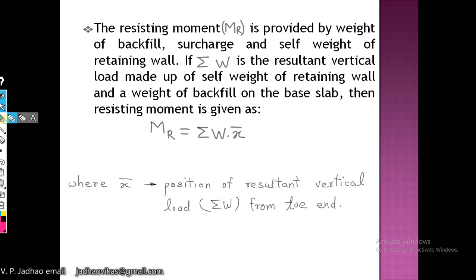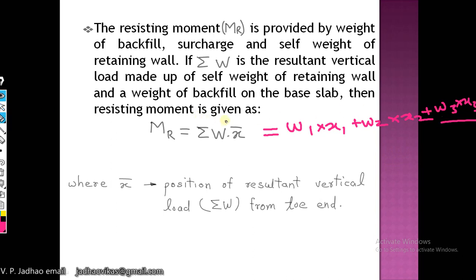Now the resisting moment will be the sum of all W into x bar. That is W1, the weight of soil, multiplied by x1, the distance at which it is acting from the point O or the toe end, plus W2, the weight of your stem, multiplied by x2, the distance of W2 from the toe end, plus W3, the weight of base slab, multiplied by x3. Let us consider x3 is the distance of your W3 from the toe end.